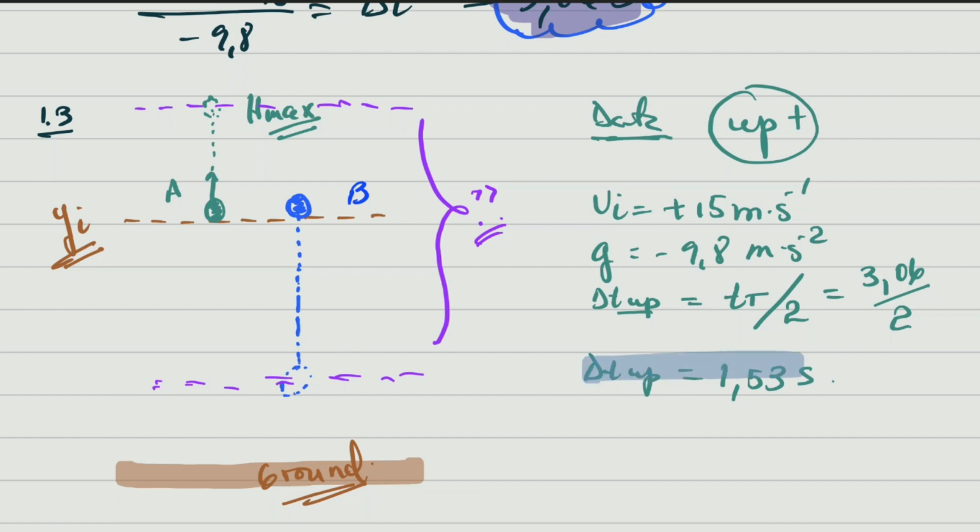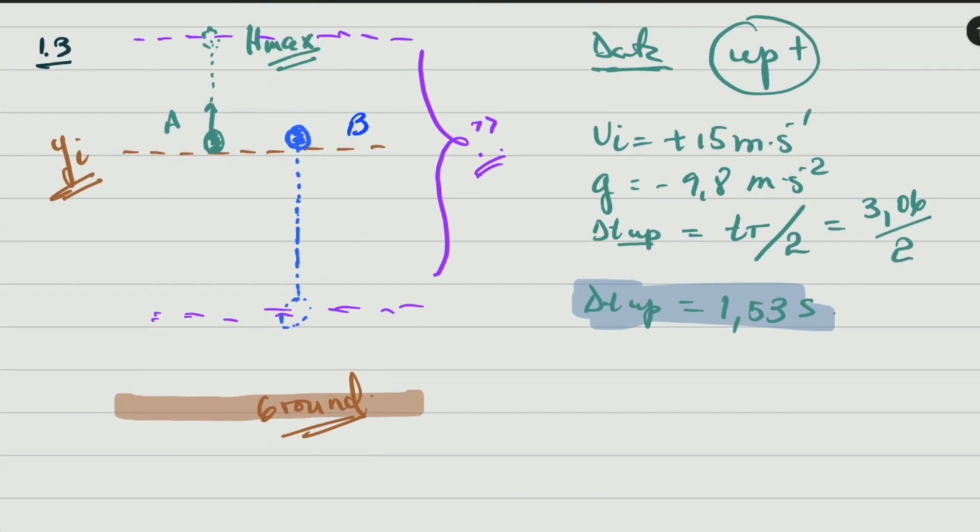This time we calculated here. We may not use it, but later on we are going to. This is the time that ball A takes to reach the maximum height. Remember, in the previous question 1.2 we calculated the time the ball takes to reach the maximum height and back to the release point. If the time to go up is the same, you just divide it by 2. So this is the data, and with this data we can calculate the maximum height. So let's do that.